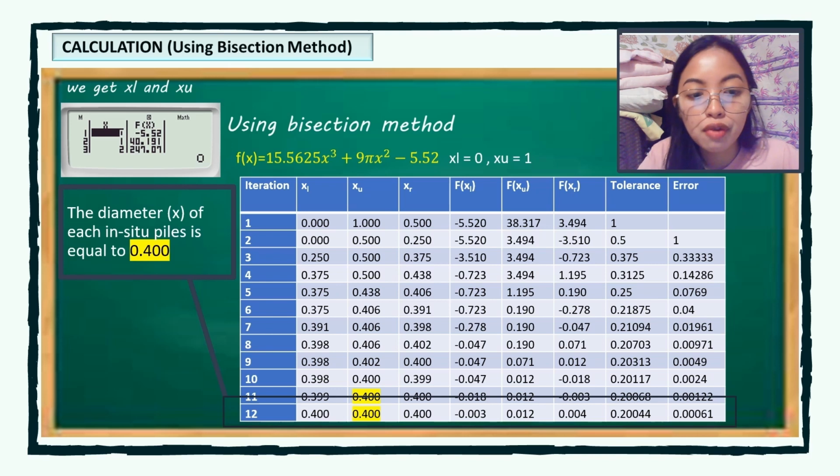So from the solution using the bisection method, we can say that the diameter of x of each in situ pile is equal to 0.400 with a tolerance of 0.20044 and an error of 0.00061. So that is our answer to the given question.